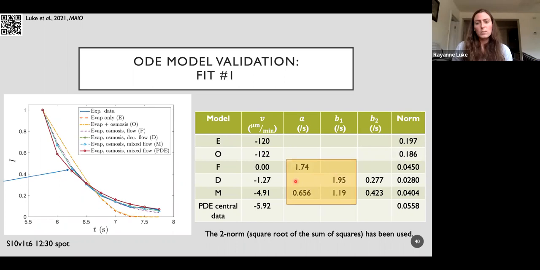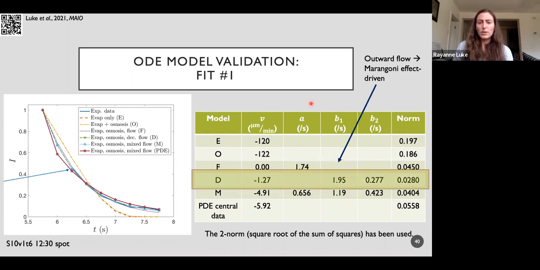If we look at the flow terms of the models with flow, the values are all positive, which signifies outward flow, which hopefully if you've been following along well enough, you'll know is suggestive of the Marangoni effect. So this breakup is probably driven by the Marangoni effect. And in particular, if we look at our best fit model by norm, it's a model with a very small evaporation rate and decaying exponential flow, which should mimic exactly what we saw with the pepper flakes when soap was added.